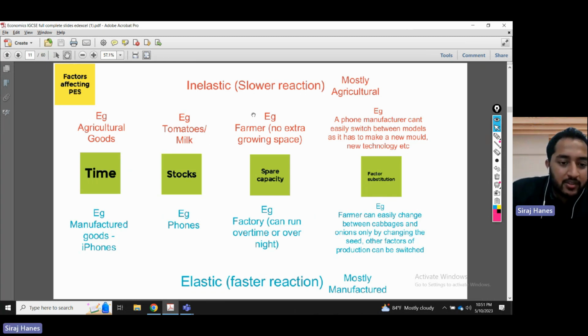Look at this example I've given you. Look at the ones in green here. Time factor. So if they do have time to respond, it'll be elastic. If they don't have time to respond, if it takes a long time to respond, that means it's inelastic. Agricultural goods, it takes time to grow. So they become very inelastic.